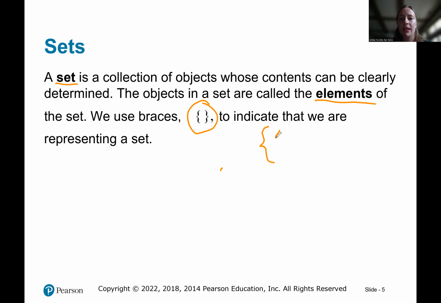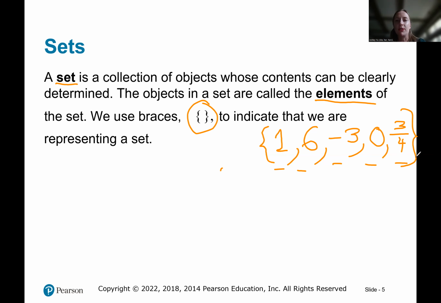So if you see a bunch of numbers in there, I'll put 1, and then I'm just making this up, 6, maybe a negative number just for fun, -3, 0, and a fraction if I want to, 3/4. That's a set full of 5 numbers: 1, 2, 3, 4, 5. That could be a solution to an equation, and that's how we'll write our answer a lot of times in future sections of this class.